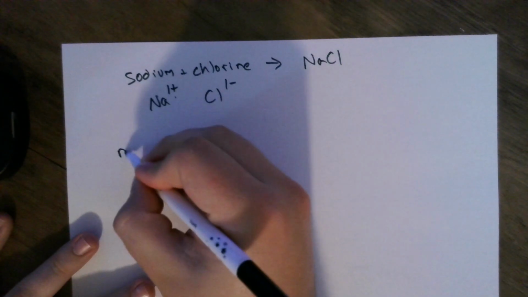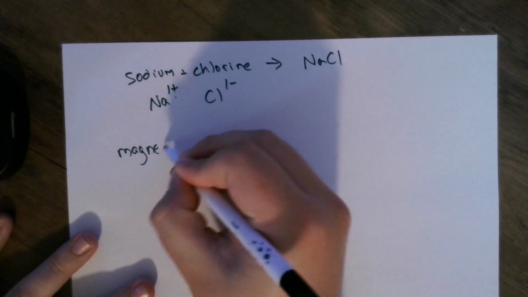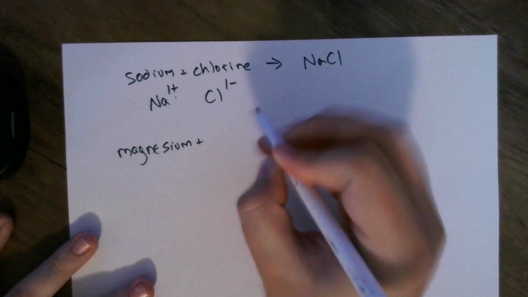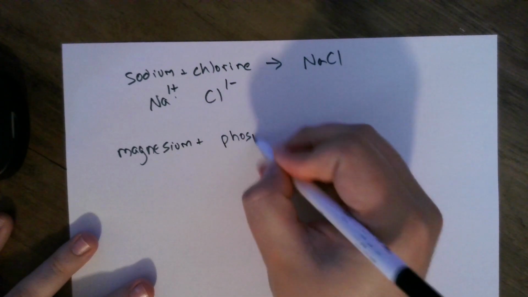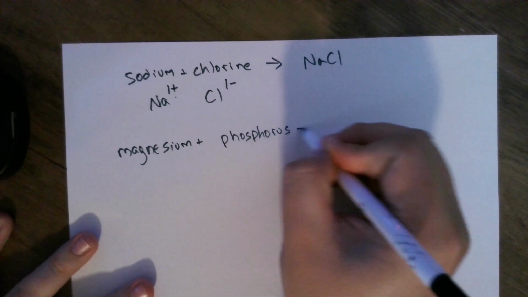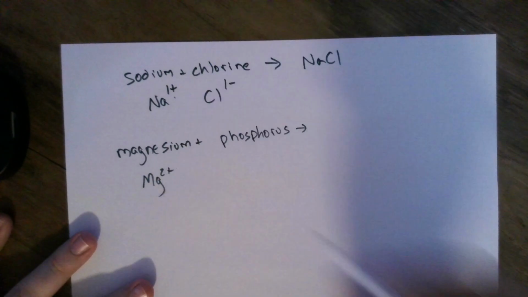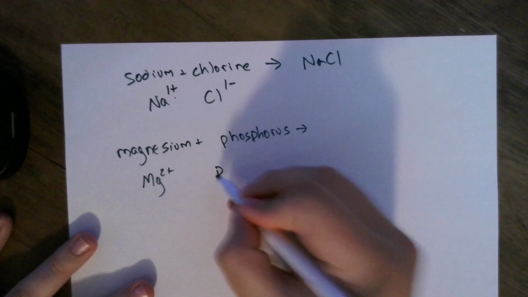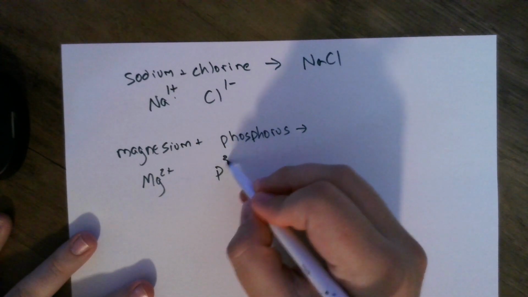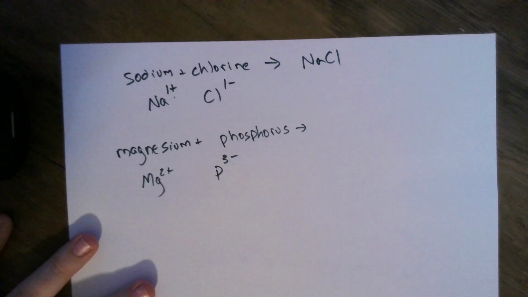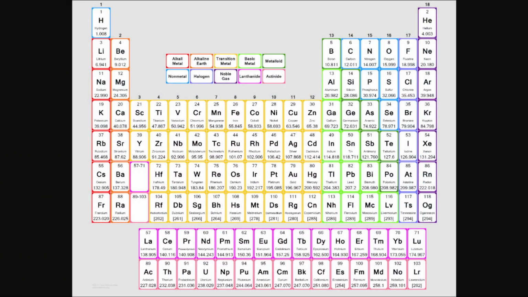But on the next one here, I have magnesium. I have phosphorus. Okay, magnesium is Mg, oxidation state 2 plus. Phosphorus is P, oxidation state is 3 minus, I say pretty confidently, but let's check. It's here, yeah, this column is 3 minus.